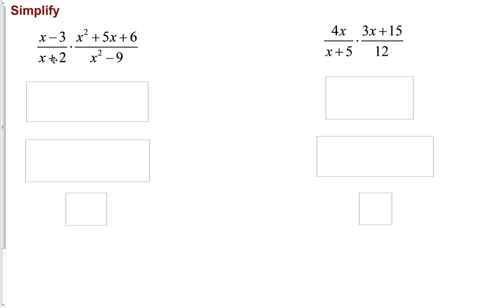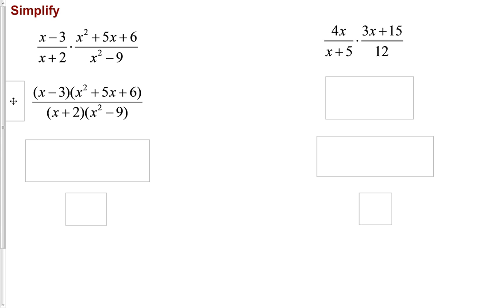Last two examples here. We have x minus 3 over x plus 2 times x squared plus 5x plus 6 all over x squared minus 9. First step is simply wrapping things in parentheses and putting it into one fraction. So we'll just rewrite it like this. Once we have it here, though, there's nothing that cancels out.